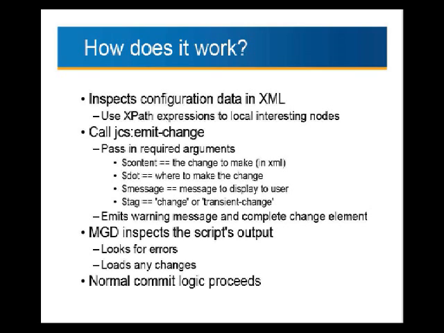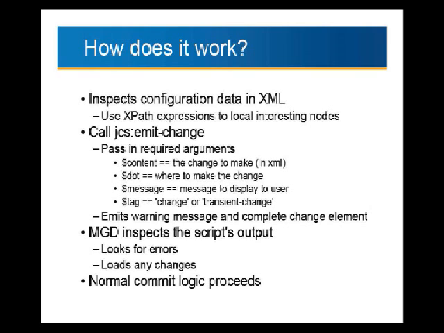So how does it work? XSLT uses a standard called XPath, and that's a means of finding nodes inside an XML document. We'll have an example of that on the next slide. The emit-change function takes 4 arguments. $content says what change I want to make. $dot tells me where it is relative to the configuration. $message is a warning message to display, and $tag is either change or transient-change, depending on the type of change I'm making. It defaults to change.